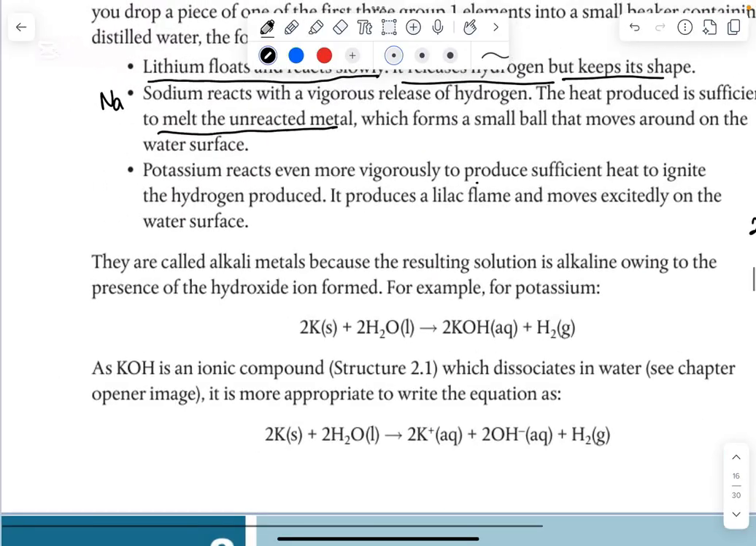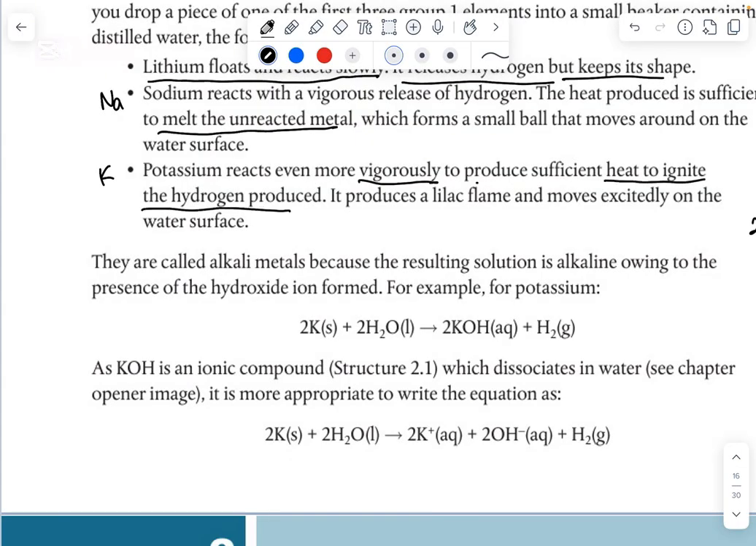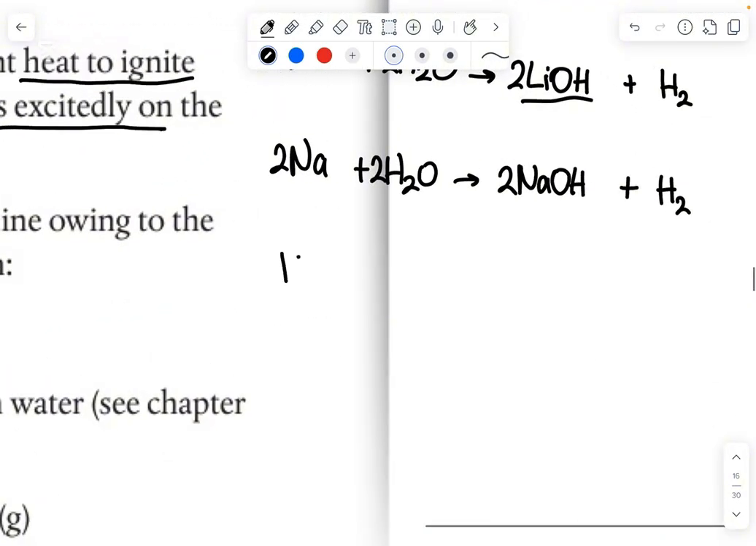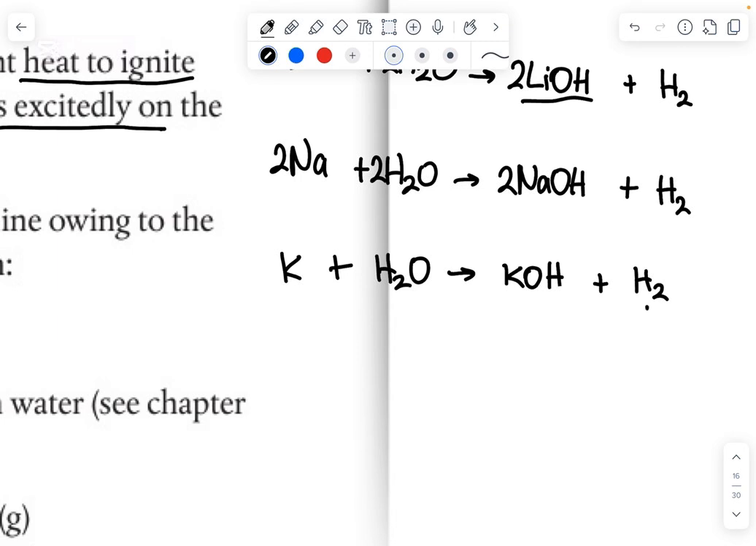Last but not least, we have potassium. Potassium reacts very vigorously with water to produce sufficient heat to ignite the hydrogen produced. It produces a lilac flame and moves excitedly on the water surface, turning into a little ball. Let's write down the chemical equation of potassium with water. It's going to produce potassium hydroxide and H2, which is ignited and creates a lilac flame.